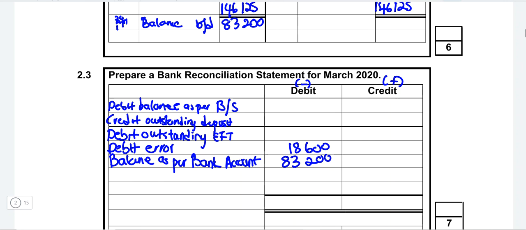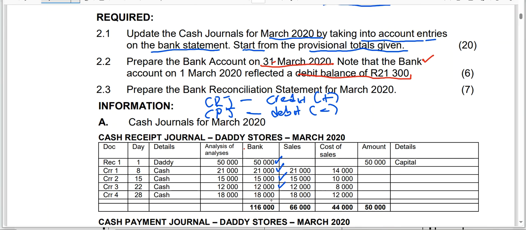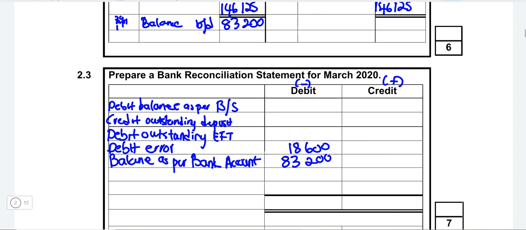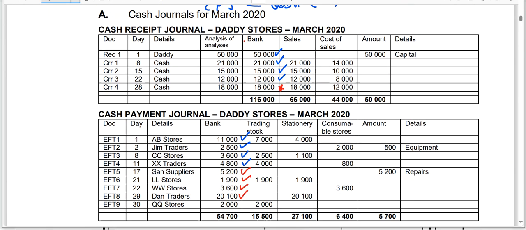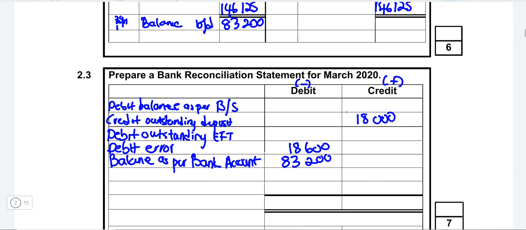Now remember guys, credit outstanding deposit, we are talking about that amount that is on the journal but not on the bank statement. So in this case, that amount for us is this one, is this 18,000. So we are going to record it on the credit side because it represents the inflow of money. So it will be on the credit side, and then the outstanding EFT is that amount that is on the cash journal but not on the bank statement. So let's check it quickly. That amount for us, according to our information, it is EFT 9 for 2,000. So that 2,000 will come on the debit side here, okay, and then from there all we have to do is to balance this.